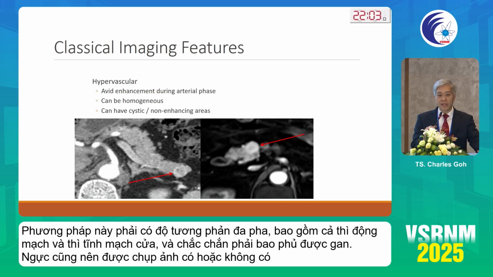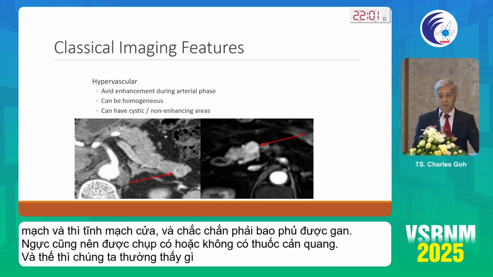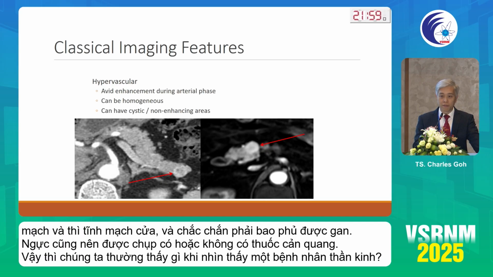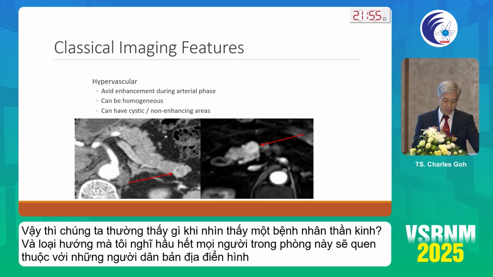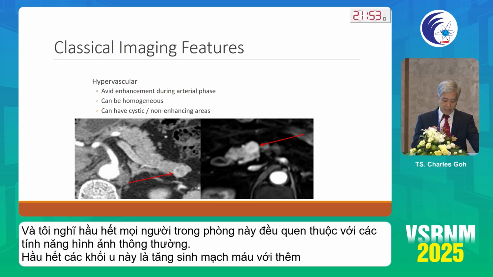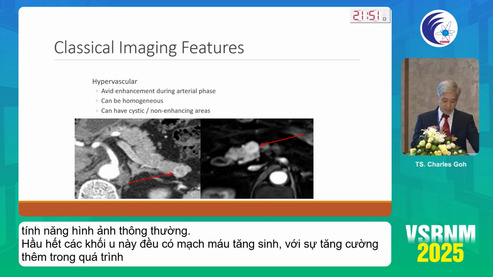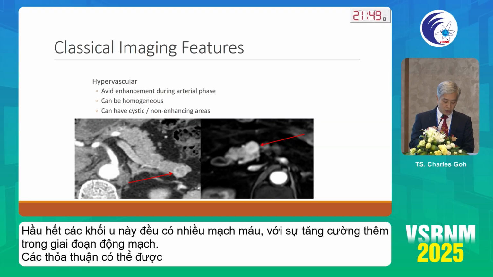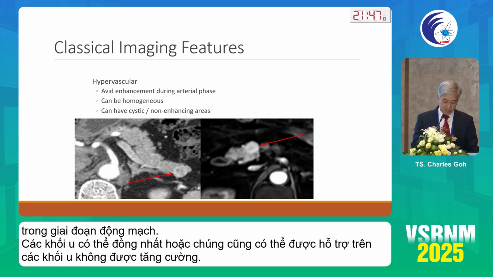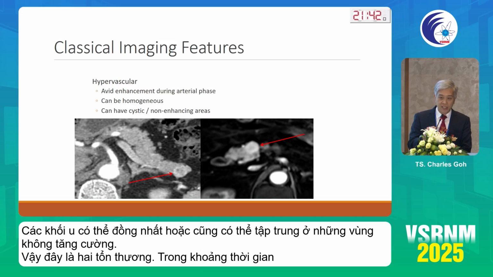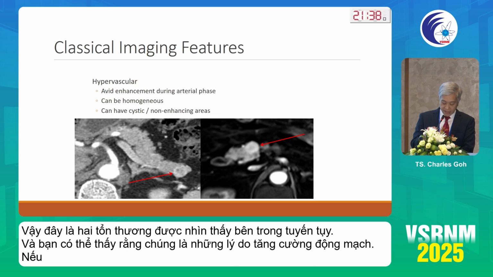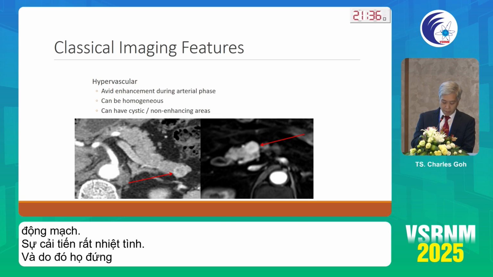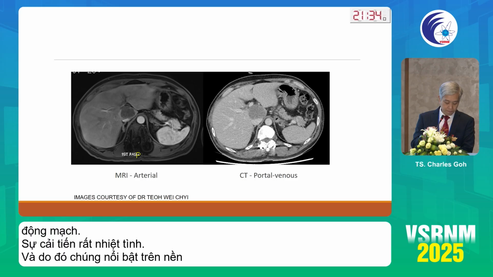So what do we normally see when we see a neuroendocrine neoplasm? I think most people in this room will be familiar with the typical imaging features. Most of these tumors are hypervascular with avid enhancement during the arterial phase. The tumors can be homogeneous, or they can also have cystic or non-enhancing areas. So these are two lesions seen within the pancreas, and you can see that they are arterial enhancing lesions with very avid enhancement, and therefore they stand out over the background pancreatic parenchyma.